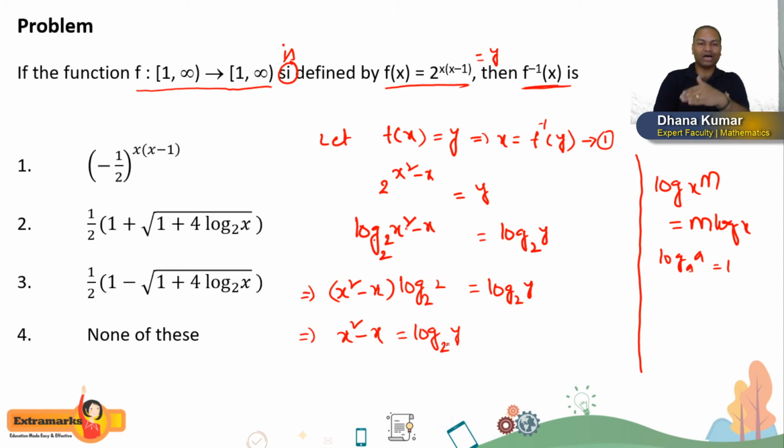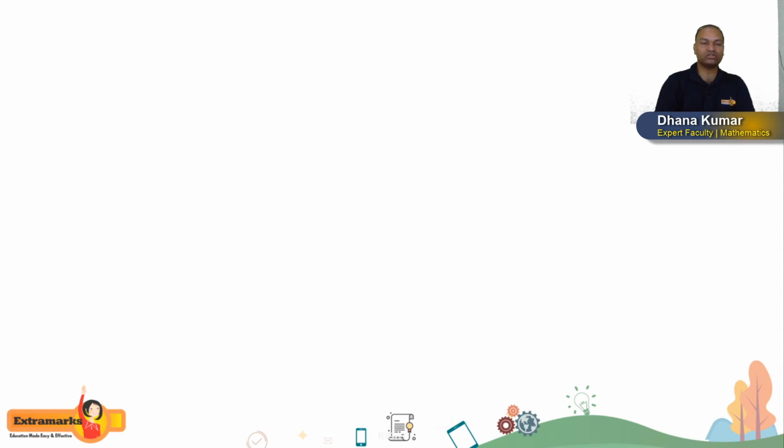Okay. So log shift this side. You see that next slide. X square minus x minus log y base 2 equal to 0. This is a quadratic equation in terms of x. Now you find out roots.